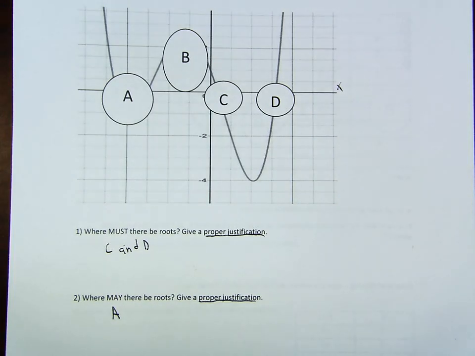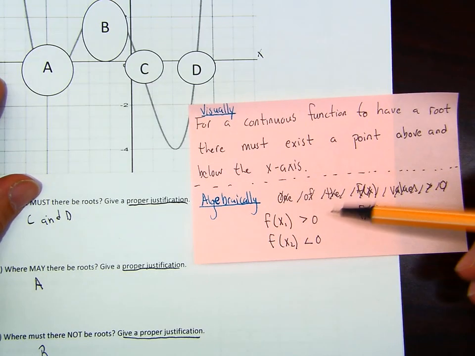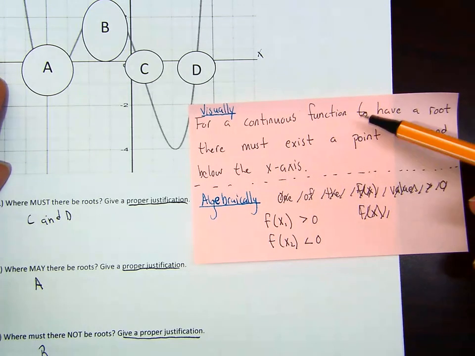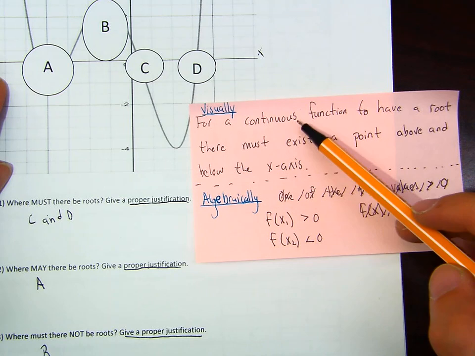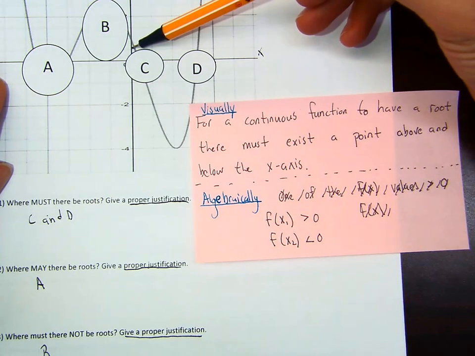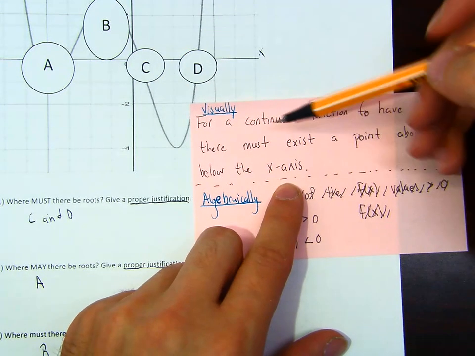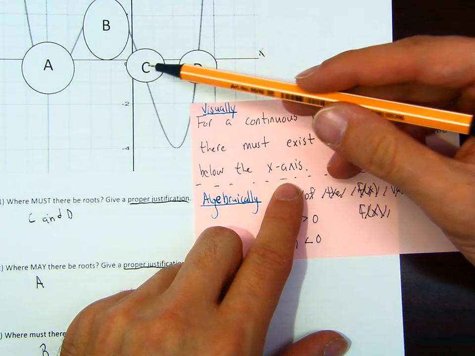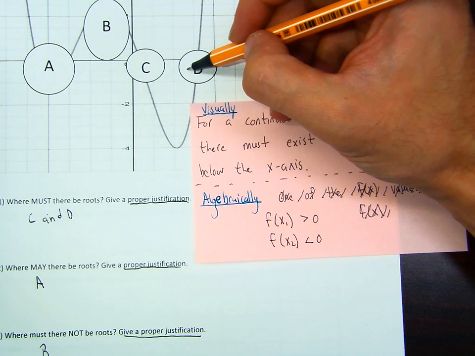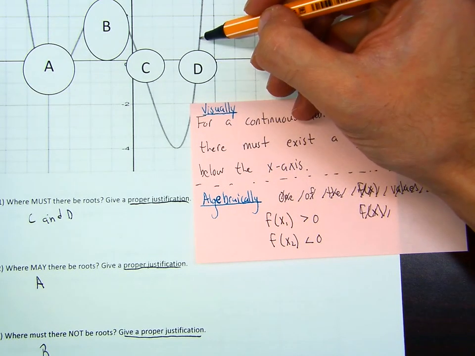What I'd like you to do is take a second, pause the video, and write this down. So let's say you paused the video and wrote this down. Visually, for a continuous function to have a root, there must be a point above the x-axis and a point below the x-axis. Visually it's pretty easy to see that at C and D there has to be a root, because you know it's continuous. You don't know what's happening to the graph, anything could be happening, but you know it has to go through it.